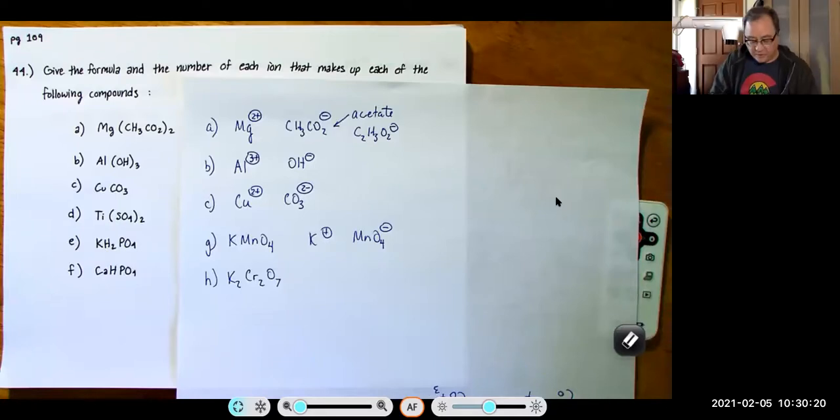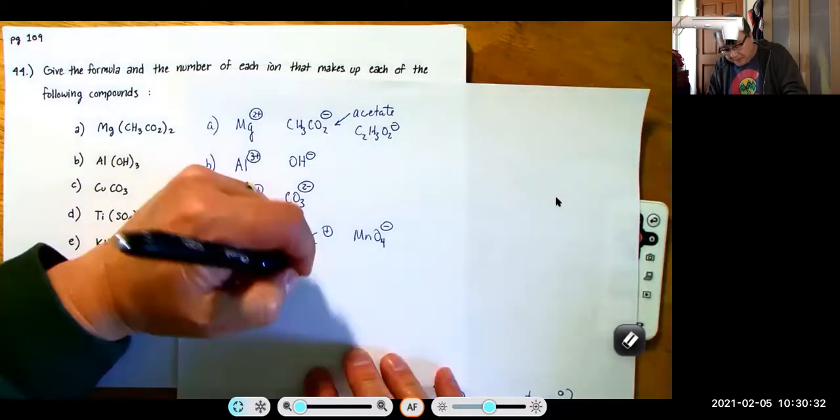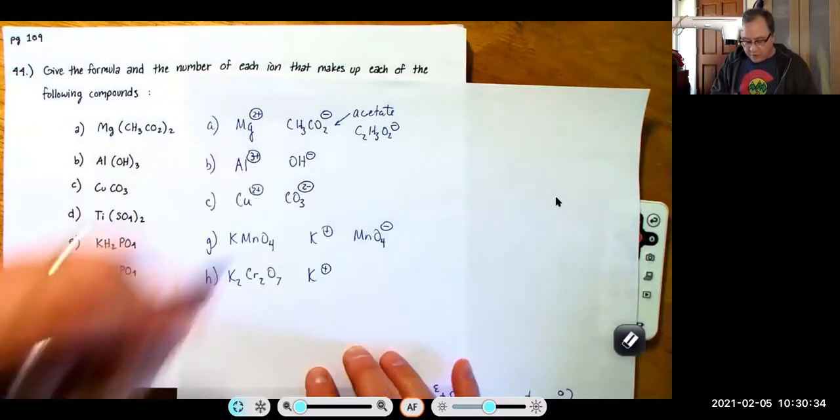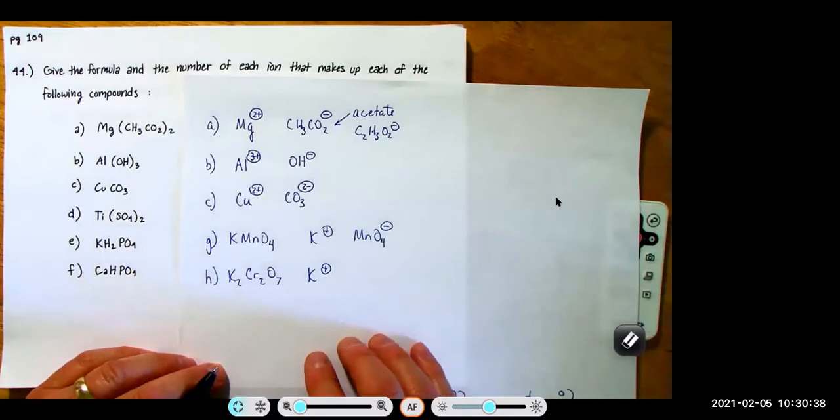Take your lesson from the one above. Same, potassium. Yep. How about the other ion? What's the formula of the other ion? The anion is Cr2O7.